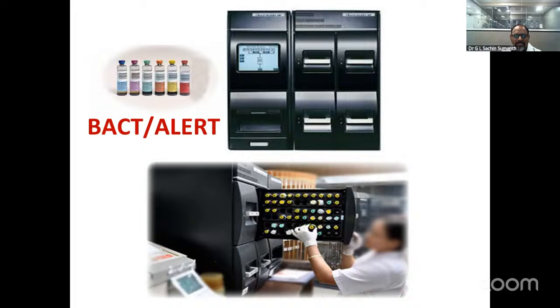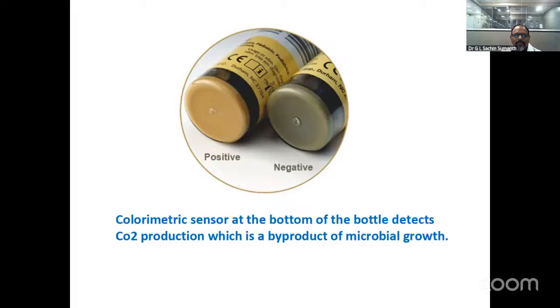We can place the bottle inside these machines, and this machine continuously monitors the sample that has been kept inside the bottle. A colorimetric sensor at the bottom of the bottle detects the carbon dioxide production, which is a byproduct of microbial growth. If bacteria are growing inside the bottle, they utilize the metabolites and release carbon dioxide. Once the carbon dioxide is released, the sensor at the bottom of the bottle changes its color to yellow, so that is picked up by the machine and flagged on the monitor, so that we can take the bottle out immediately, subculture it, and put up antimicrobial susceptibility testing for that.